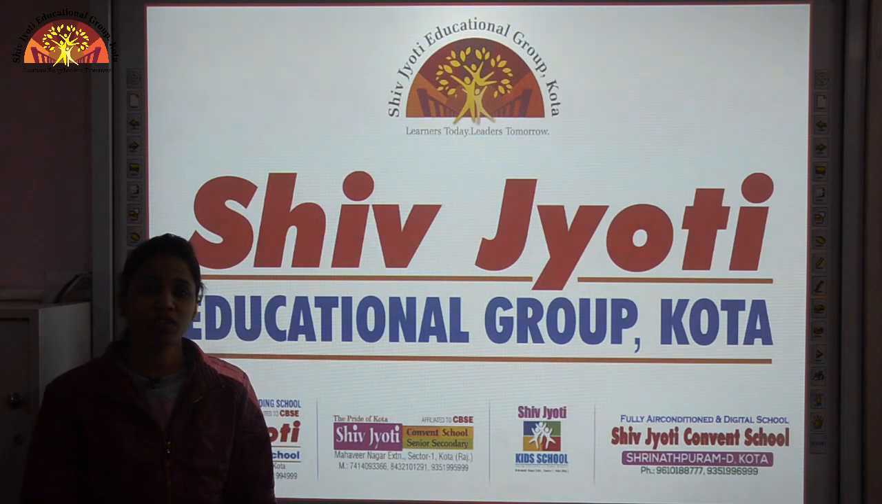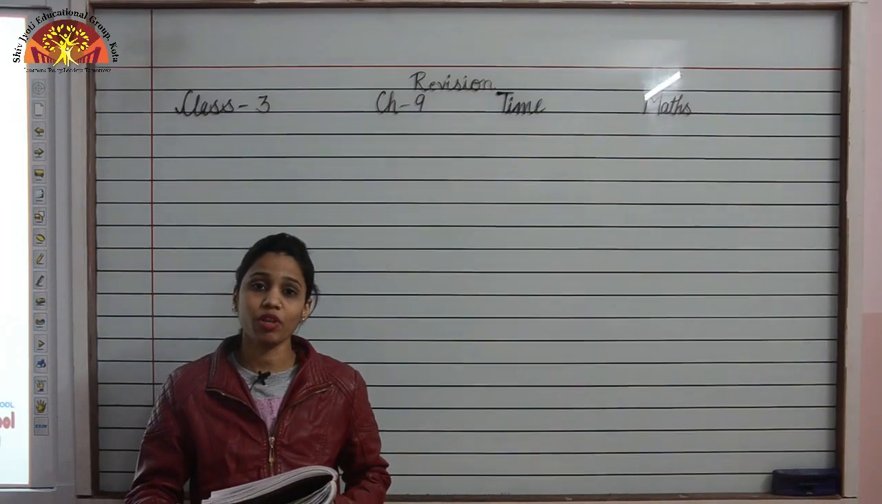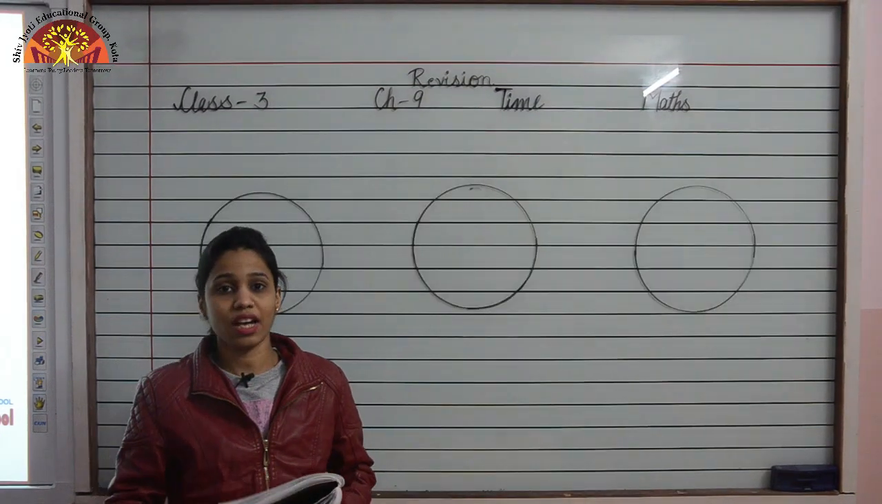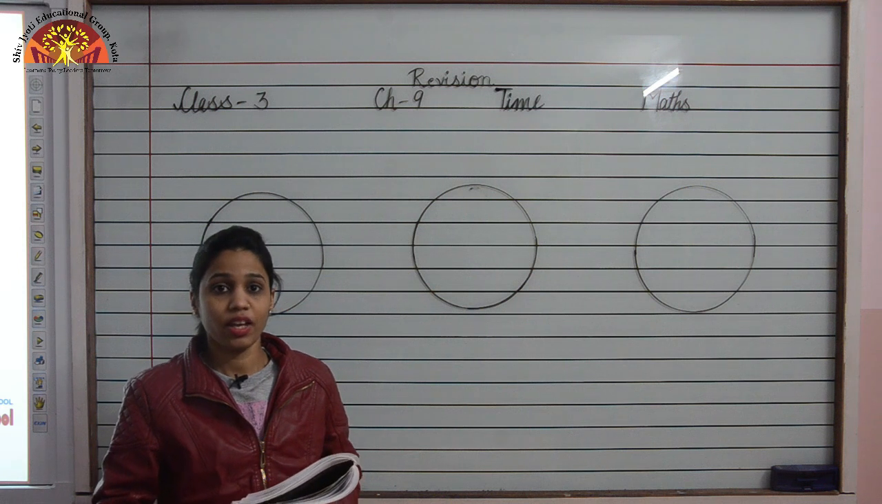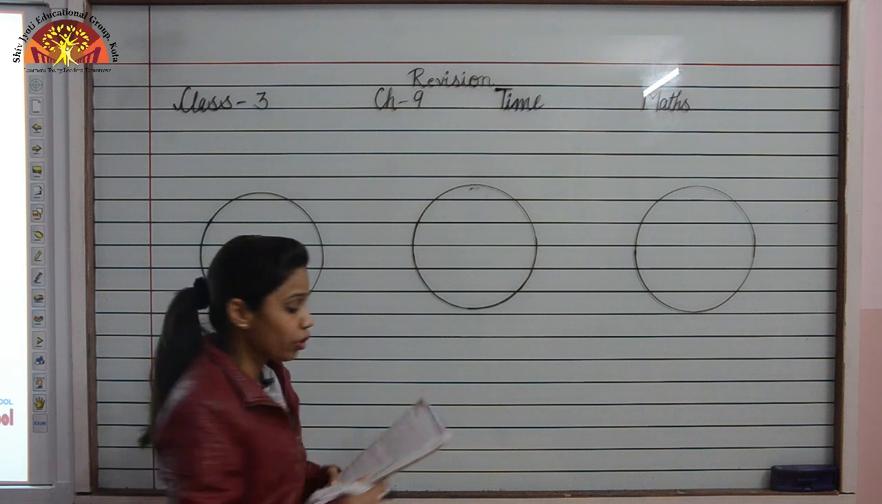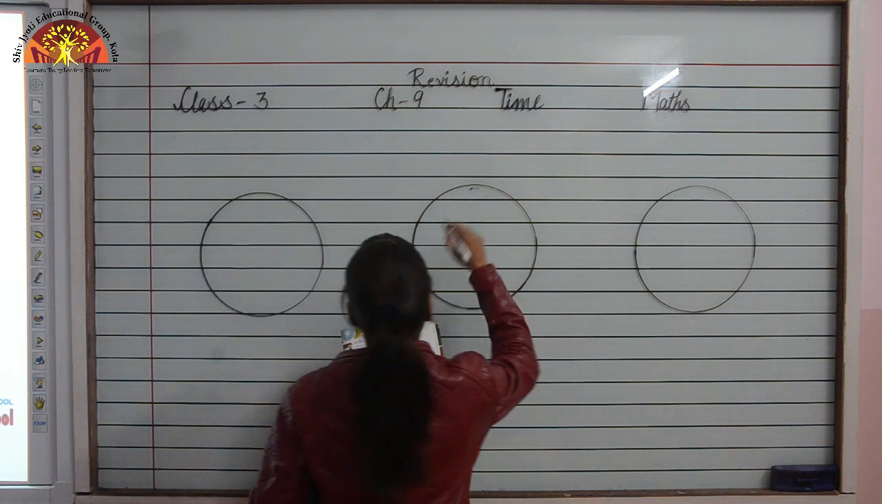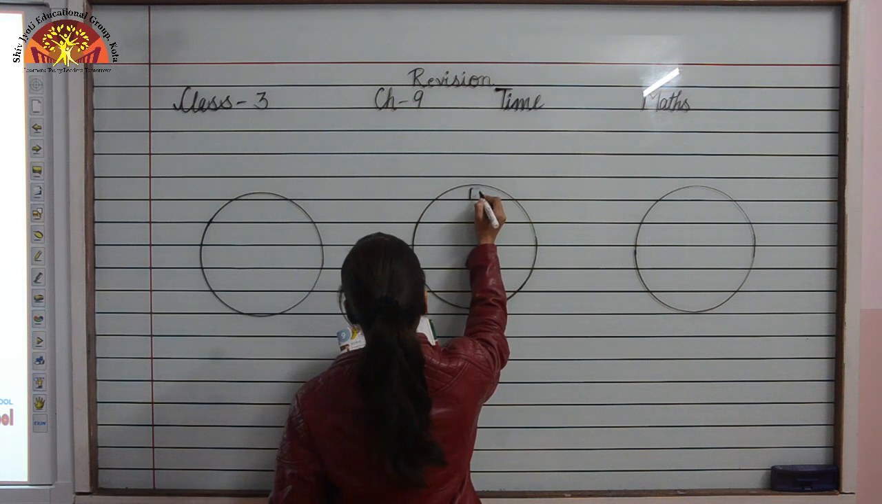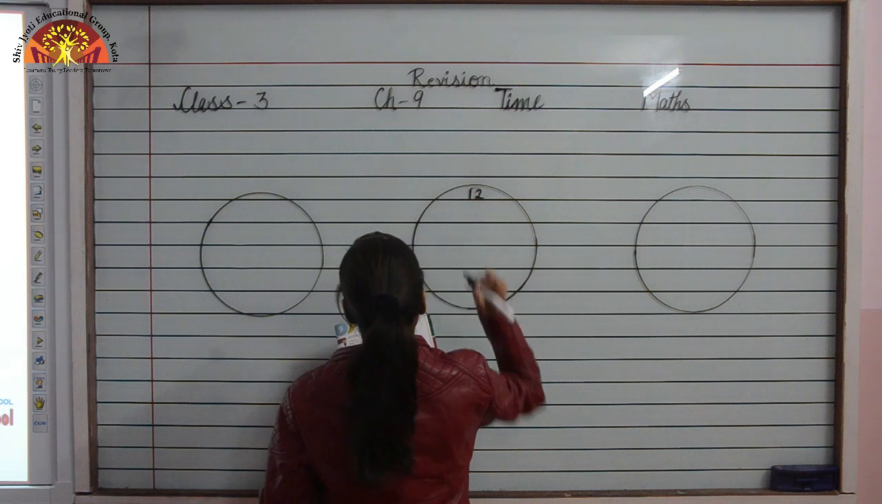Students, today in this video we are going to do the revision of chapter number 9, that is time. So please open page number 121 of your book. To read time we use a clock. Now as you all know, in a clock there are numbers from 1 to 12 which denote hours, and the small markings between the two hours denote the minutes.